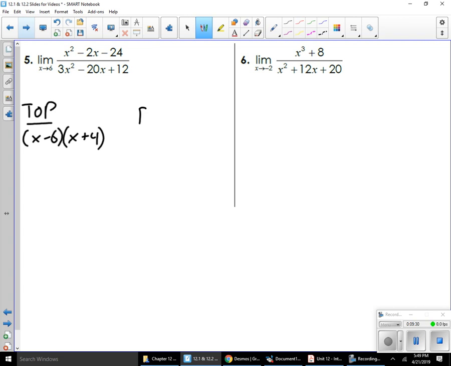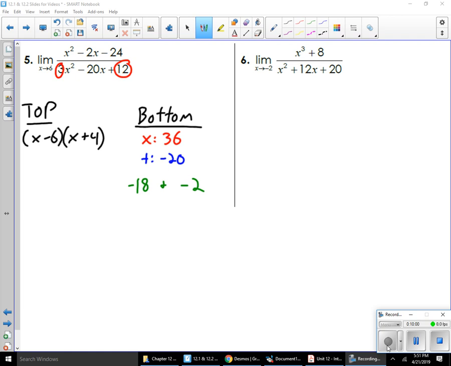The bottom, however, is a full-on split the middle. We would need two numbers that multiply not just to 12, but to 12 times 3. So two numbers that multiply to 36 and add to negative 20. It's been a while since we've had to do that. Your two numbers are negative 18 and negative 2. Those become the numbers that we split the middle with. We get 3x squared minus 18x minus 2x plus 12.